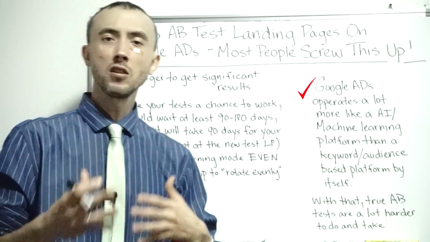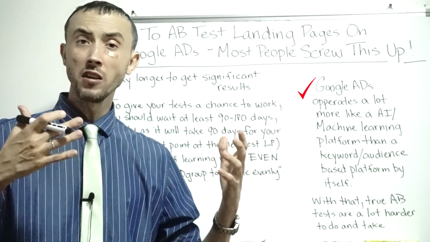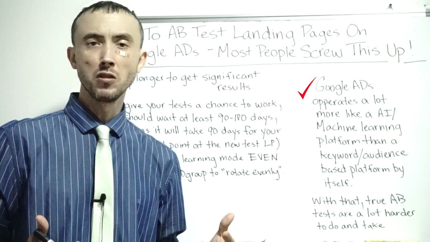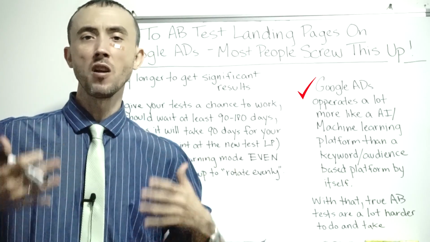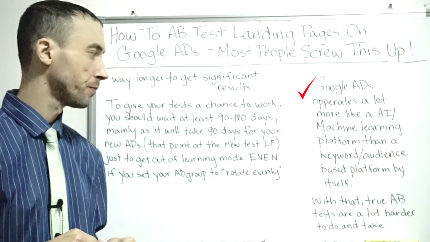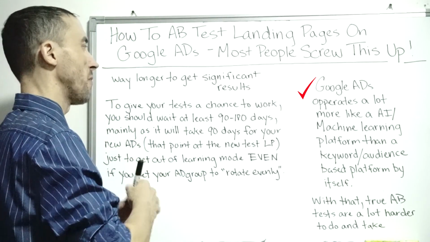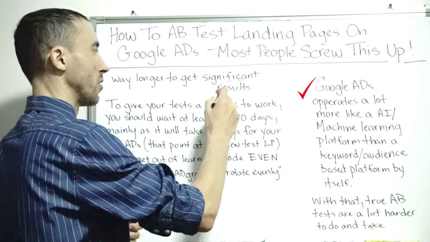And so all this testing is going on all the time, which makes running actual A/B tests on Google very difficult to do, because there's all this other stuff going on in the background all the time, okay? So it's a lot harder to get significant results as a result.